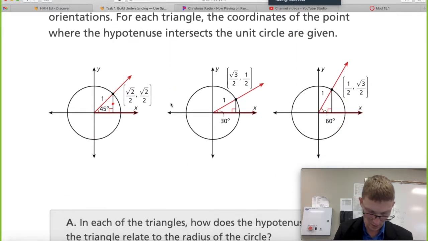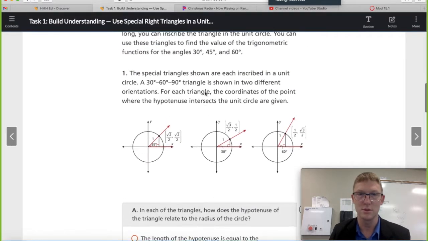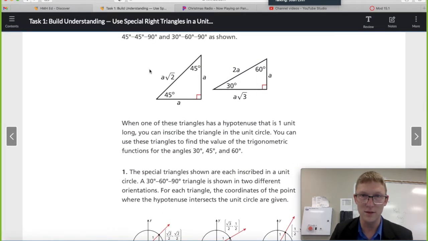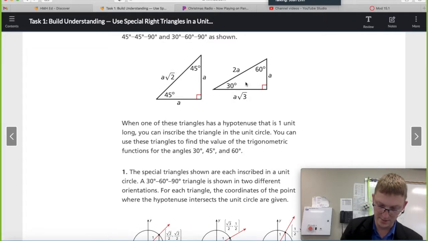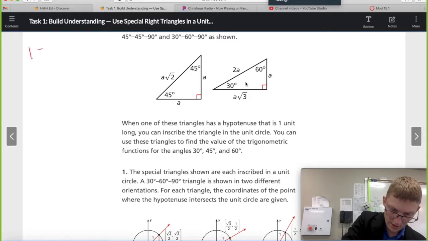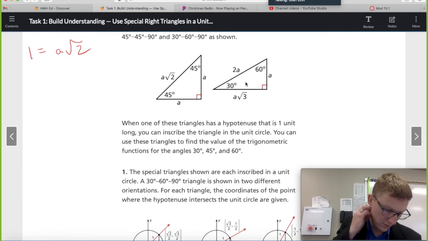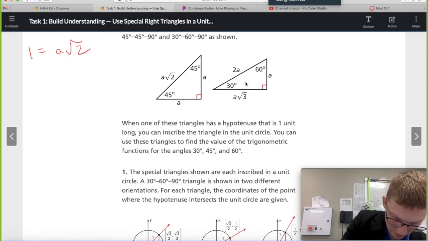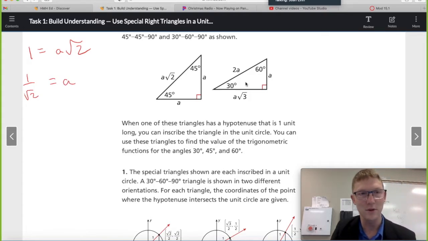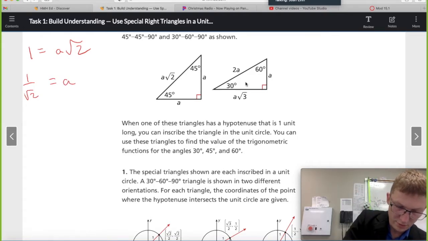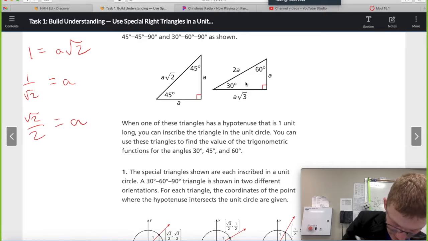And the way we found that is we just used these equations. So we had 1 equals a square root of 2. Then we divided both sides by square root of 2. So then we had 1 over square root of 2 equals a. We don't like radicals in the denominator, so we multiplied by a very special version of 1 called square root of 2 over square root of 2. So then we had square root of 2 over 2 equals a.